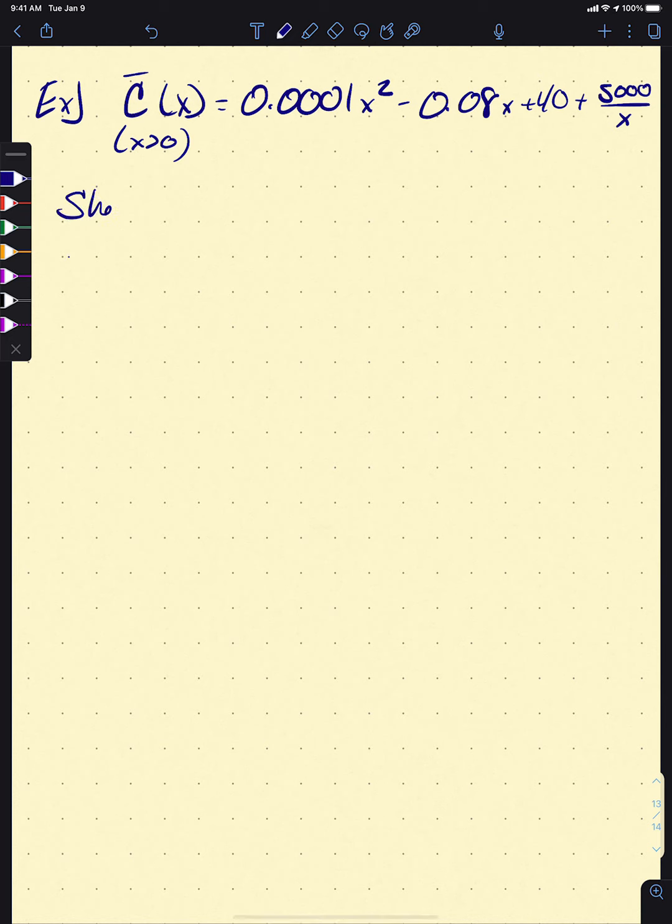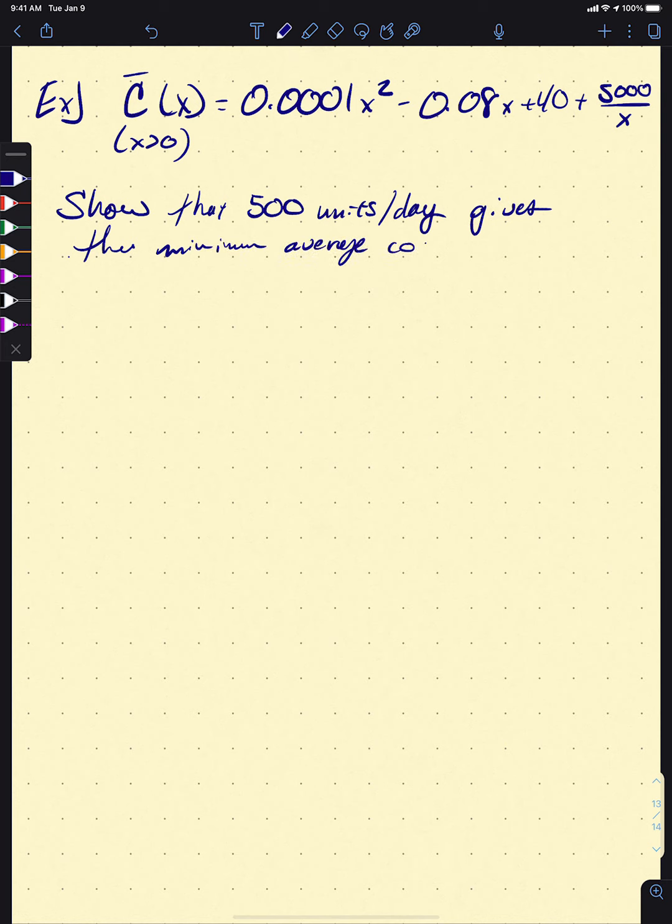Okay. And then we want to actually show that 500 units per day gives the minimum average cost. And so, as a statement, this seems a little bit different than what we've been doing before, but we can walk through it with a similar idea, right? The first thing that we want to do is take a derivative. That's how we're going to optimize.